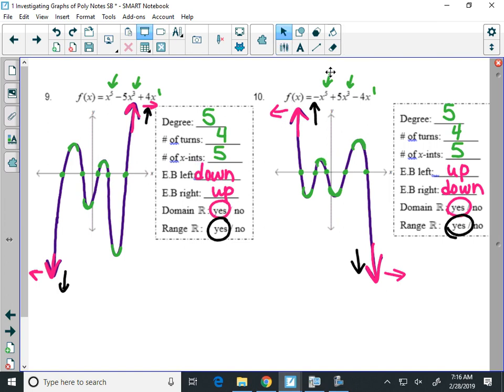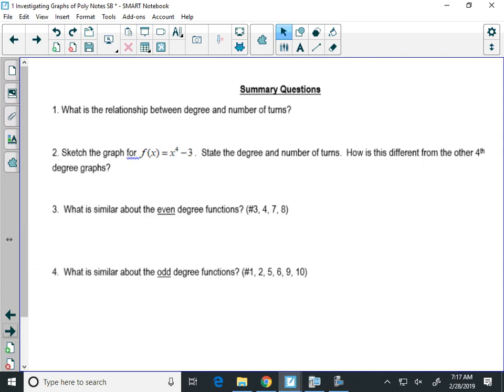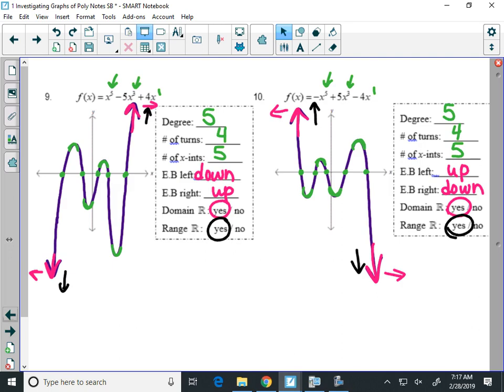So let's summarize this. Let's bring it together. We've seen lots of cool looking graphs here. We figured out what degree looks like, and we figured out that there's a lot of squiggles and turns and some of those main basic features of polynomials. But what does it all mean? Let's kind of put it together. So the question is, what's the relationship between the degree and the number of turns? So let's take a quick look back through. If you think you know, you can write it down, but I'll go through it here with you.